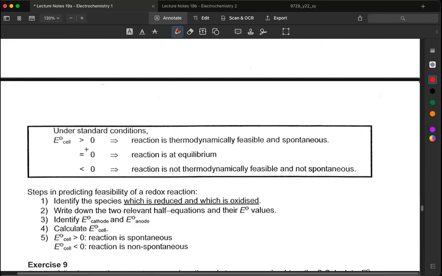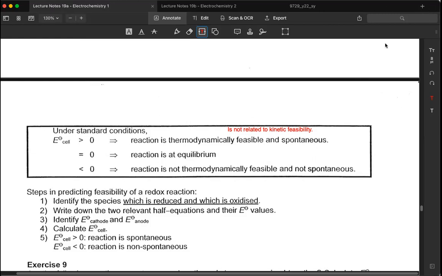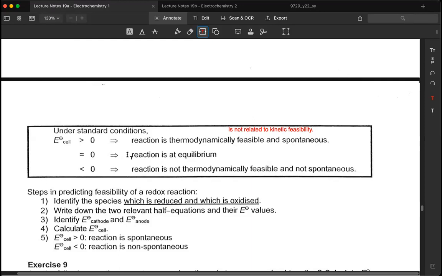So if the E0 cell is greater than 0, we can say the reaction is thermodynamically feasible and spontaneous. But it is not related to kinetic feasibility. Remember that. Thermodynamically feasible or energetically feasible is not the same as kinetic. So if this reaction has a very high Ea, I'm so sorry, it cannot occur also. But whatever we are discussing is based on E0 only, which is thermodynamic feasibility.